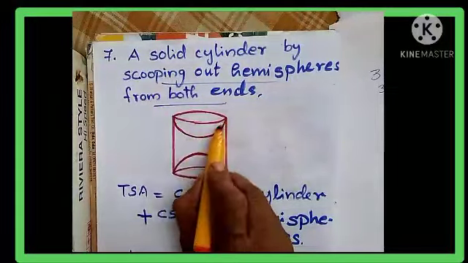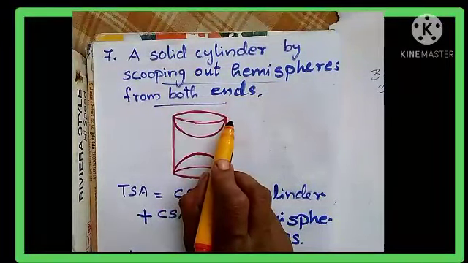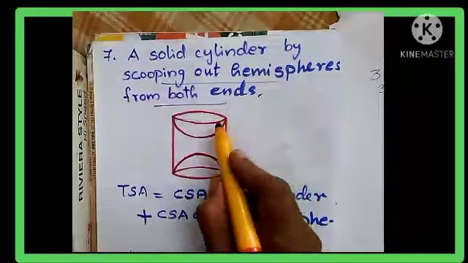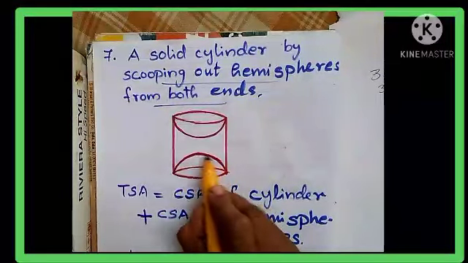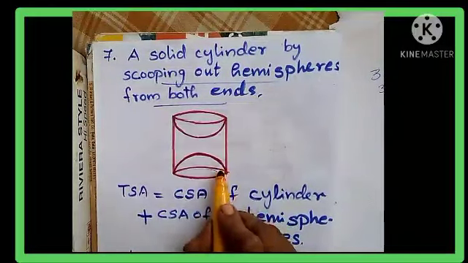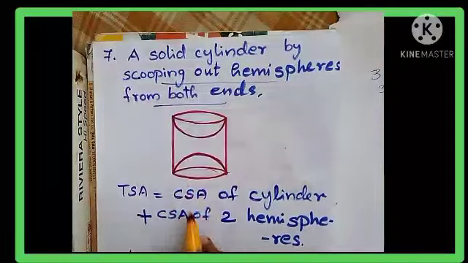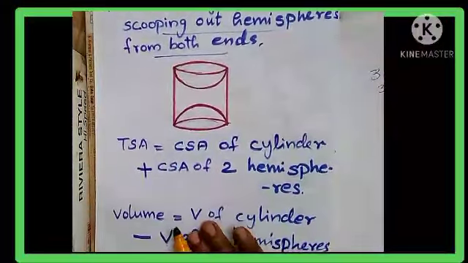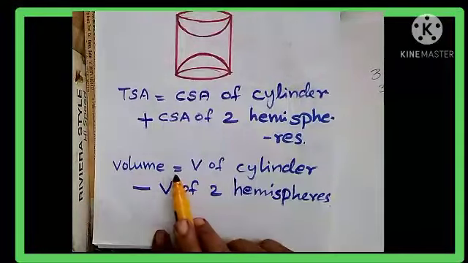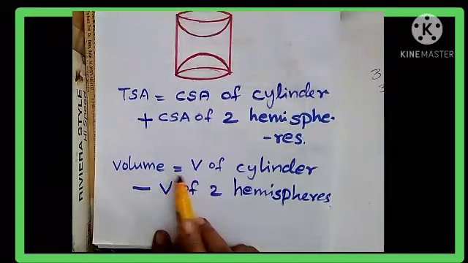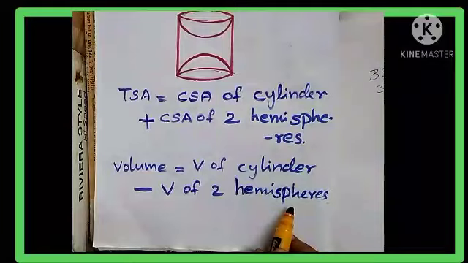Here you can see the depression only, means here it is the CSA of the hemisphere. The same way on the other end also. No circular face here. You can see here only we need to paint. That is the CSA of the hemisphere. So total surface area of this solid means CSA of the cylinder plus CSA of two hemispheres. Volume of the given solid means volume of cylinder minus volume of two hemispheres.